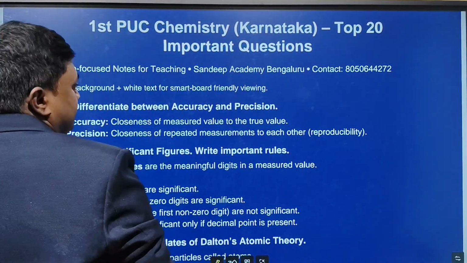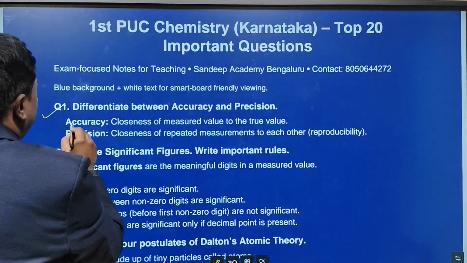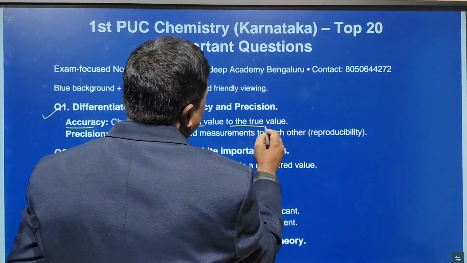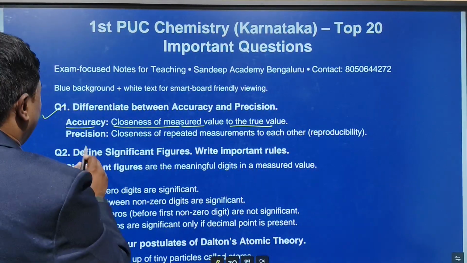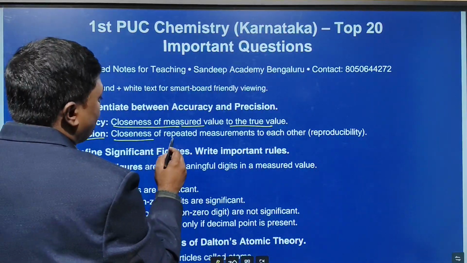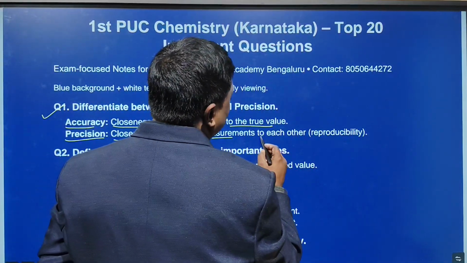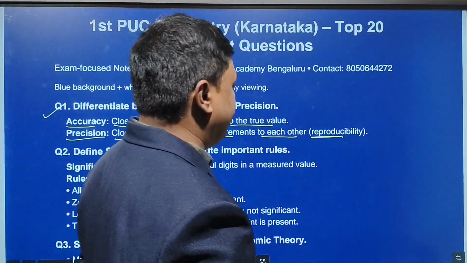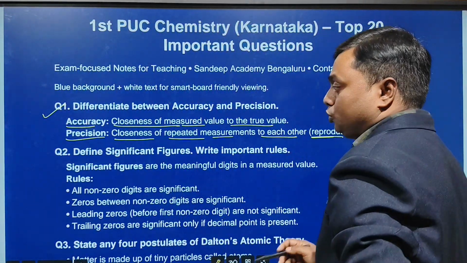Differentiate between accuracy and precision. When we talk about accuracy, closeness of a measured value to the true value is called accuracy. Whereas precision is closeness of repeated measurements to each other. So that is also called reproducibility. Yes or no? Next question.